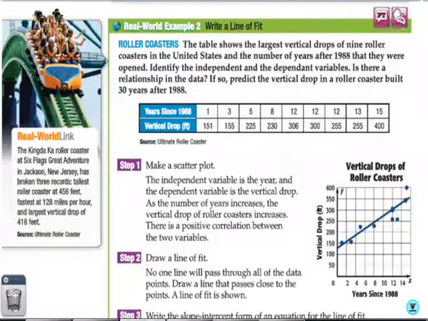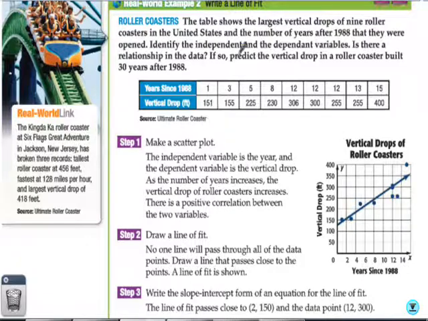So for example, step one, with this set right here with roller coasters, the largest vertical drops of 9 roller coasters in the United States after 1988. We're going to identify the independent and dependent variables. We're going to make the scatter plot. We're going to predict the vertical drop in a roller coaster built 30 years after 1988. So that's coming up, so we better get to work.